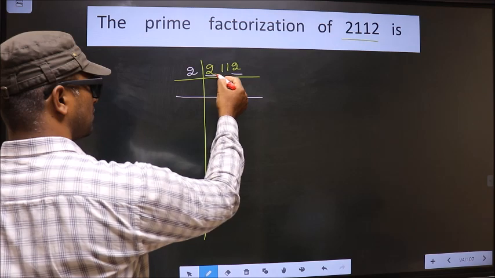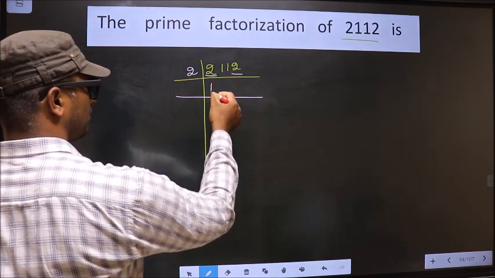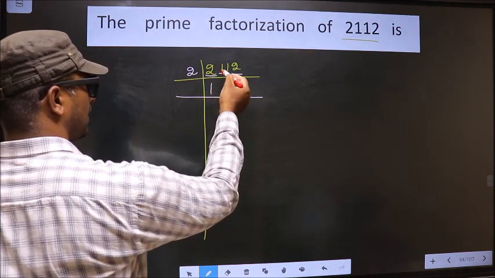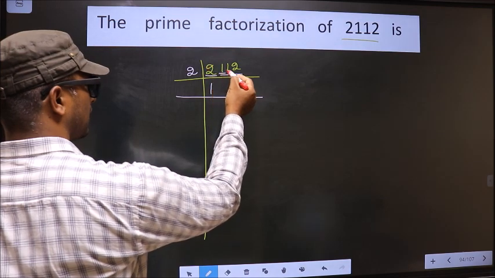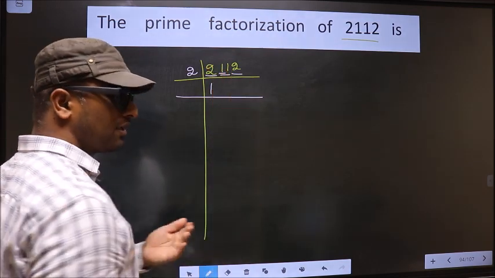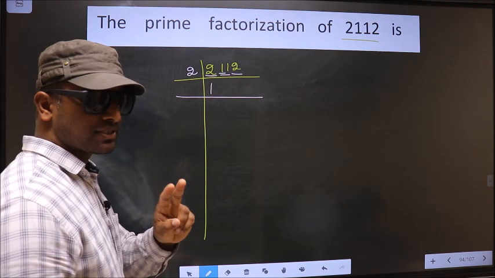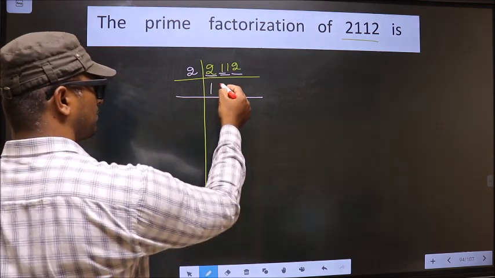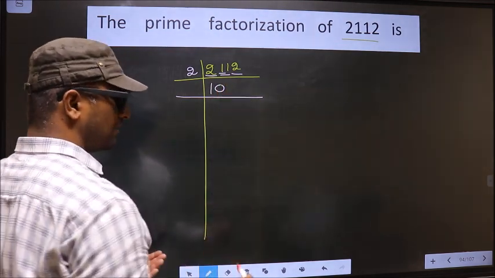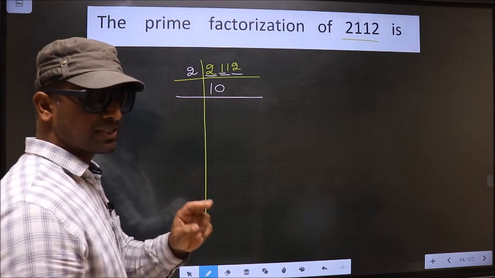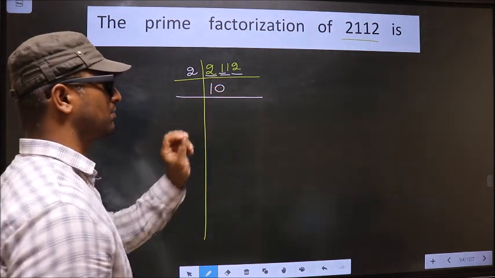The first number is 2. When do we get 2 in 2 table? 2 ones 2. The other number 1 smaller than 2, so we should take 2 numbers, that is 11. Whenever we are taking 2 numbers, compulsory we should put 0. I repeat, whenever we are taking 2 numbers, compulsory we should put 0.